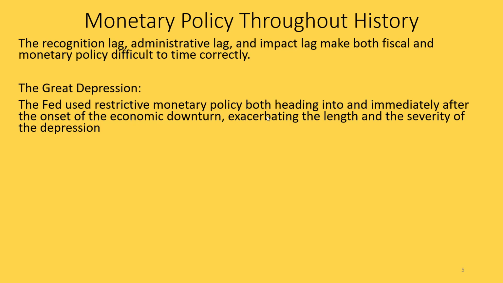Unfortunately, though, the economy was already starting to level out or head into that downturn. So by the time that policy took hold, the economy was already kind of collapsing or into that contraction. And then they continued to use that restrictive monetary policy even after that economic downturn, causing the length and severity of the Great Depression to be even worse.